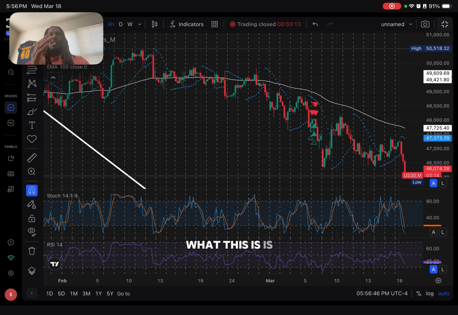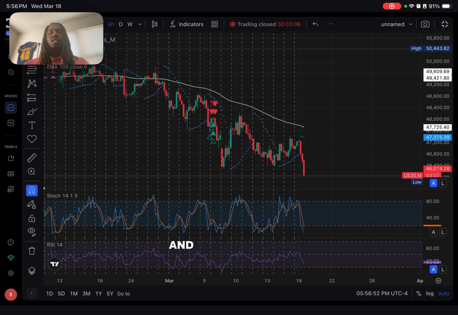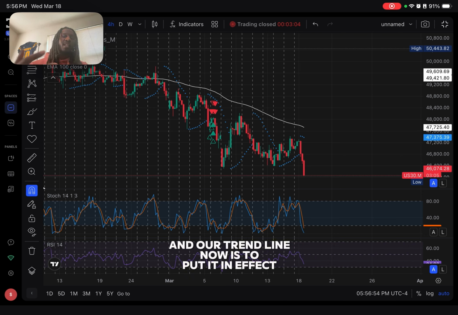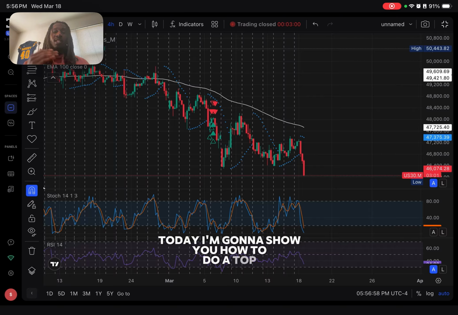What this is, basically, is drawing up your charts. You want to draw up your charts. So once we know what our charts are, we understand what our support and resistance is and our trend line, now is the time to put it into effect and put it on the actual chart. So today I'm going to show you how to do a top-down analysis.